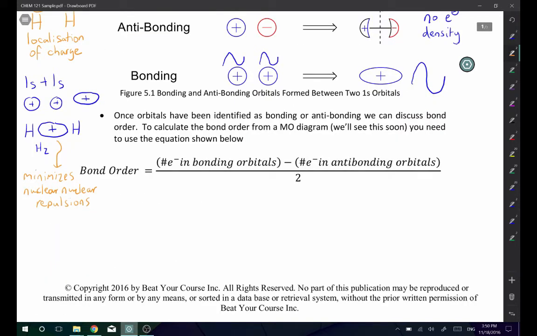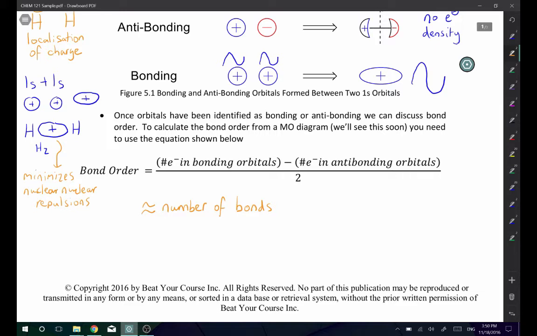the bond order. The bond order is a measure of how strong the bond is, and ideally, normally, in most situations, it's roughly equivalent to the number of bonds between the atoms. And it's the number of electrons in the bonding orbitals minus the number of electrons in the anti-bonding orbitals divided by 2. So this is actually indicating something.